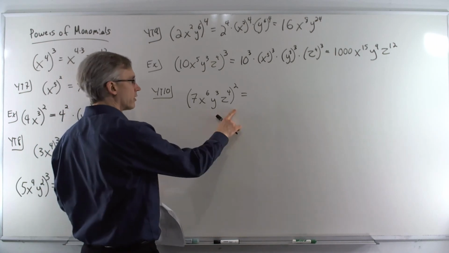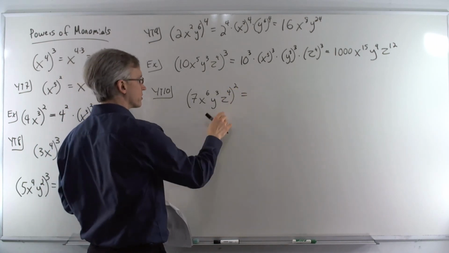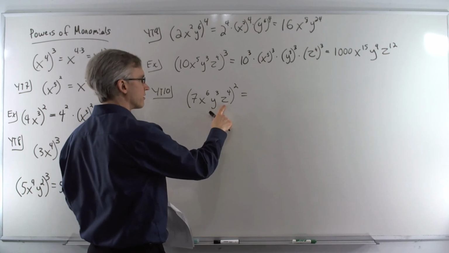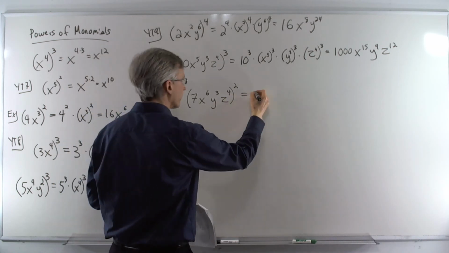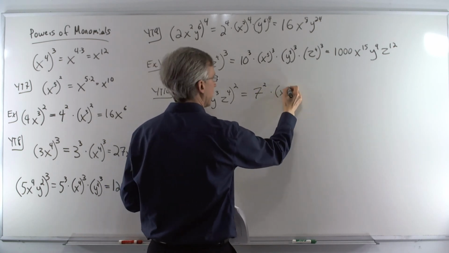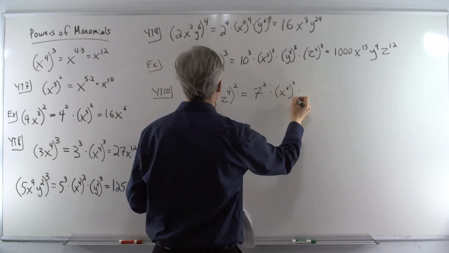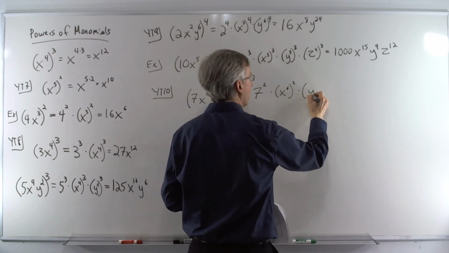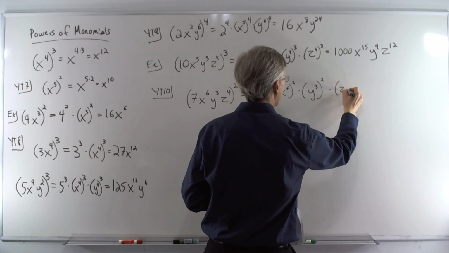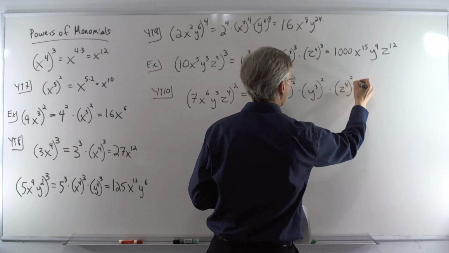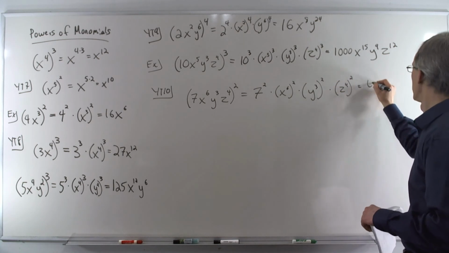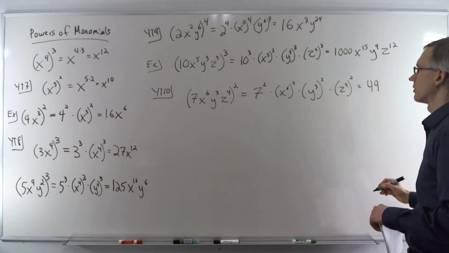Again, we got 4 things to apply the exponent to, 4 things being multiplied here. We got 7, we got x to the 6th, y to the 3rd, z to the 4th. So we'll start with 7. That is 7 squared times x to the 6th squared times y to the 3rd squared times z to the 4th squared. 7 squared is 49. So we got 49 out front.